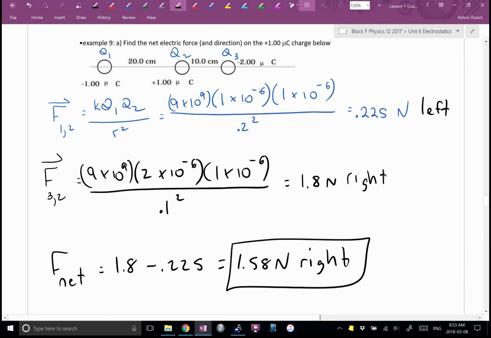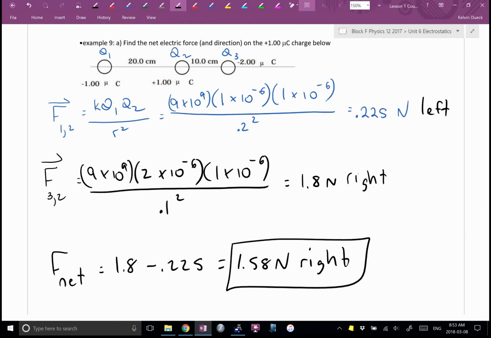This concept, Sarah, of me giving you 3 charges, but you can only do 2 at a time, is hugely important. We're going to be doing that an awful lot in this unit. The fancy word for that is the principle of superposition. I think I include that in another lesson just for nerd trivia, but 2 at a time.